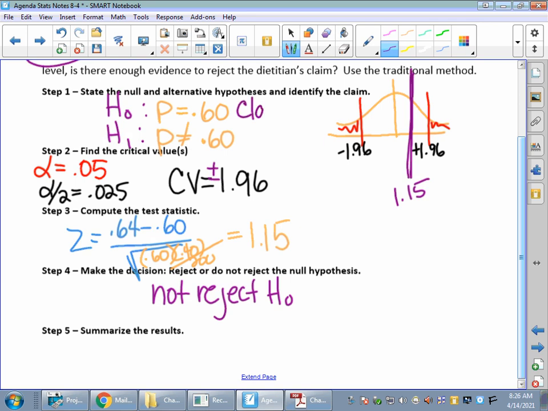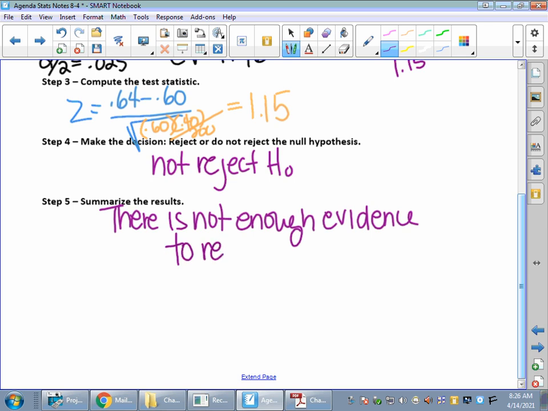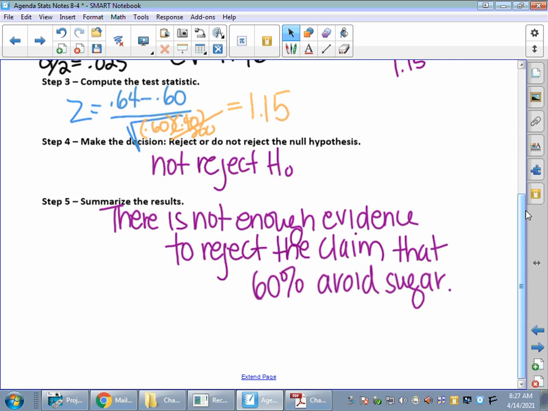Oh, I forgot to write this down. The claim was H sub O, right? So if we don't reject H sub O, and that was our claim, we can say something like there is not enough evidence to reject the claim that 60% of people avoid sugar. Remember, the only way that we can definitely know if we should reject or not is to use the whole population. So all we can say at this point is there's not enough evidence to reject that claim that 60% avoid sugar in their diets. That summary, again, is important because it sums up everything that we've just done. It sums up what the researcher thought and how everything goes.